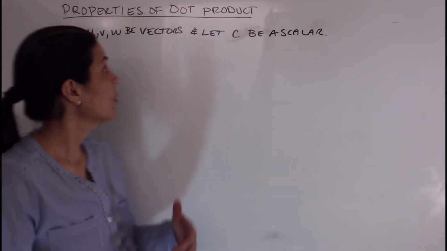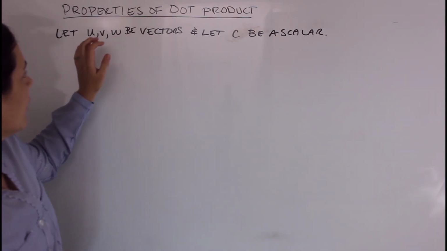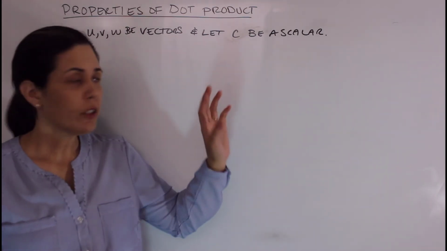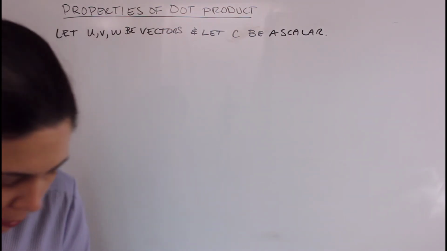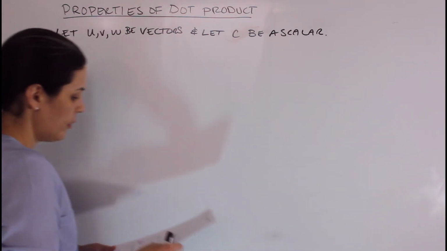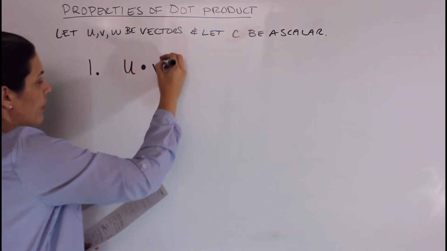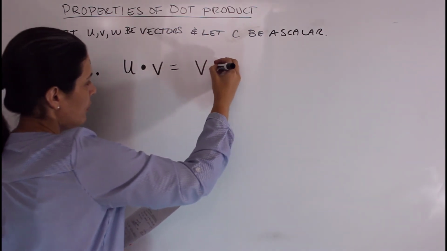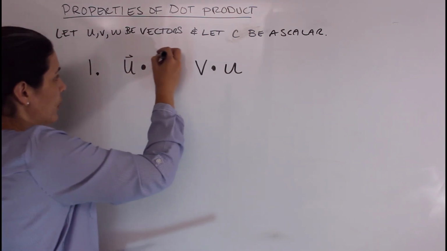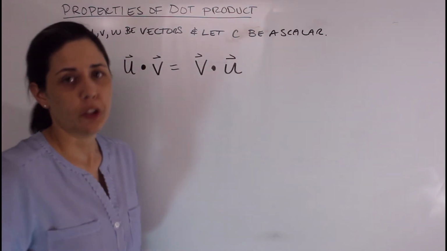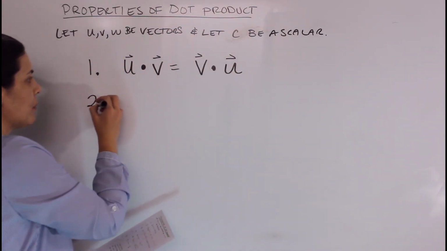Alright, so now I'm going to tell you about some properties of dot product. My fine print here is just that u, v, and w are going to be my letters for vectors, and then the letter c will be reserved for a scalar or constant. So these properties you're going to find are pretty intuitive for the most part. At least some of them will be pretty straightforward. u dot v is equal to v dot u. So when you dot two vectors, it's commutative, meaning you can change the order and get the same answer.